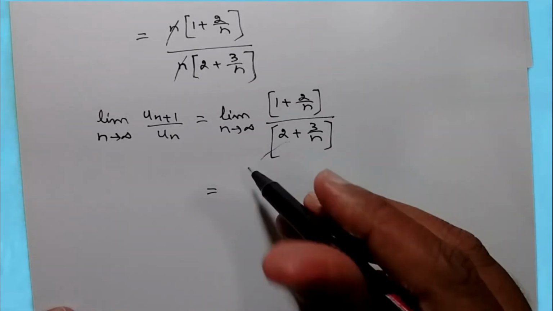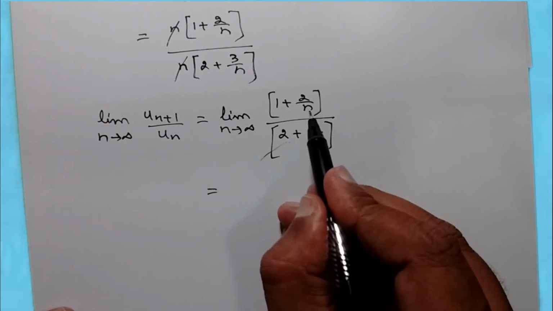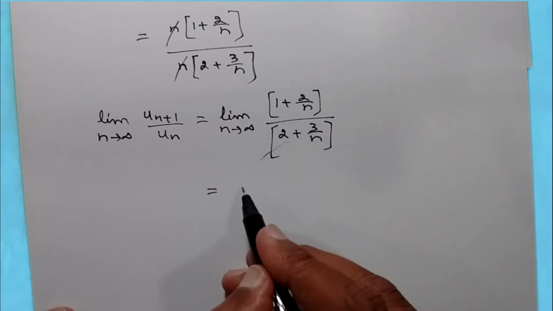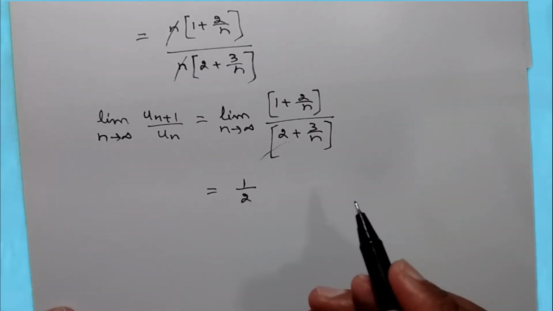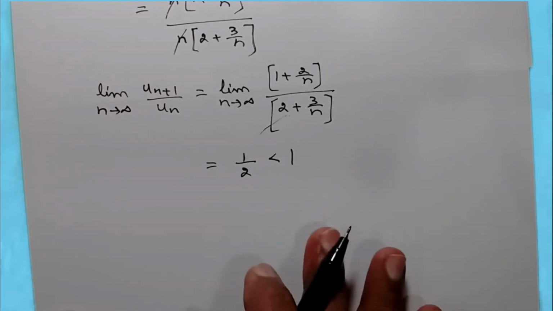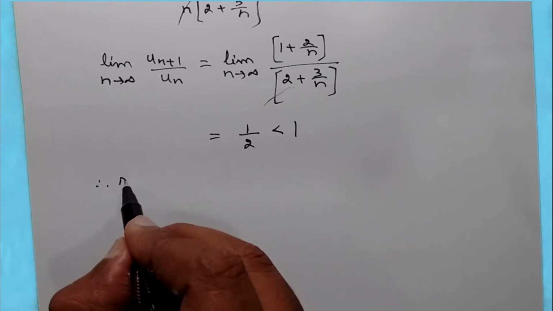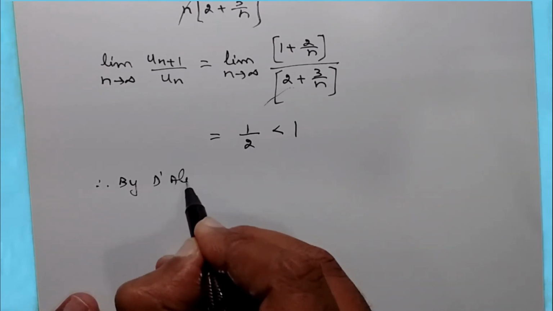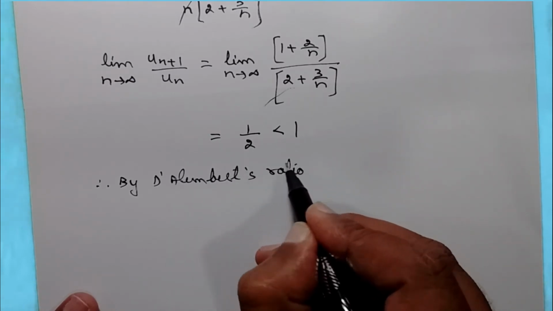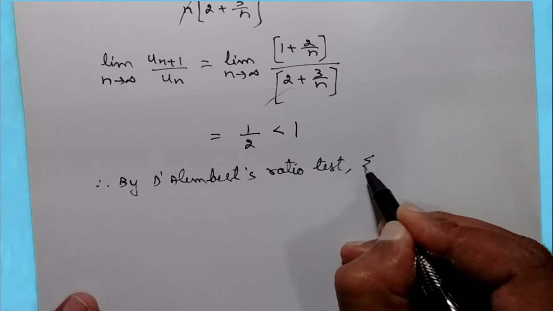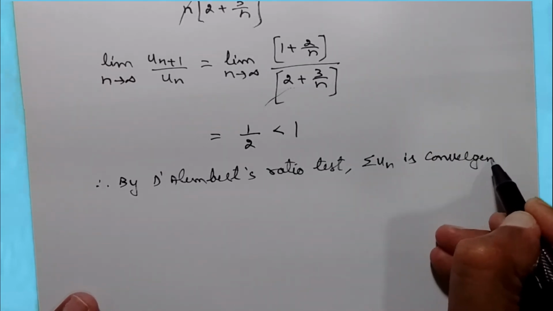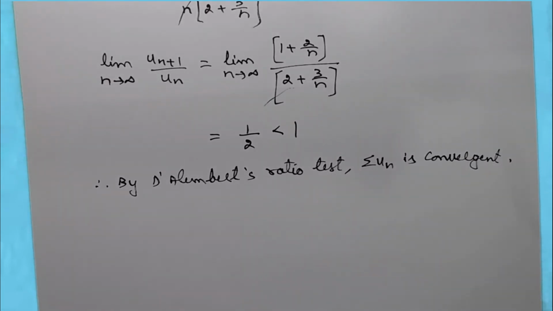So it will be equals to, if you apply infinity over here, 2 by infinity will be 0. Here 3 by infinity will be 0. So you are left out with what value? 1 in the numerator, 2 in the denominator, 1 by 2. So is this less than 1? So because it is less than 1, therefore by D'Alembert's ratio test, summation of un is what? Convergent. Summation of un is convergent.